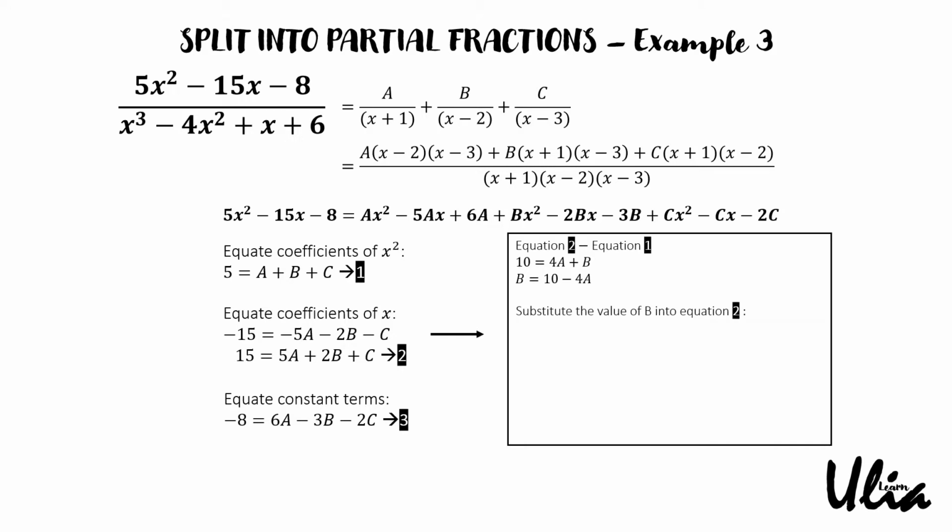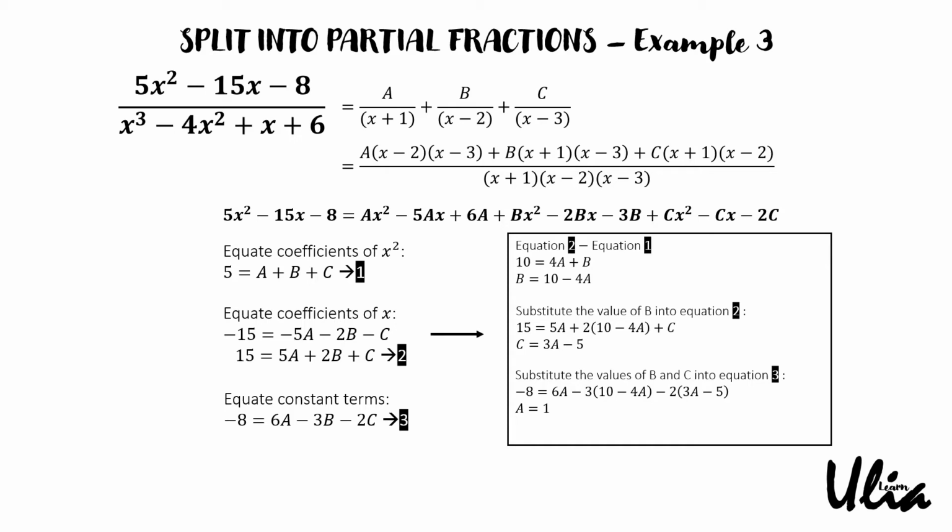Now I'm going to substitute the value of b into equation 2. So 15 equals 5a plus 2 into 10 minus 4a plus c. So let's substitute the c here. So c is 3a minus 5. Now we know the value of b and the value of c in terms of a. So simply substitute those two values into equation 3. So you'll get minus 8 equals 6a minus 3 into 10 minus 4a minus 2 into 3a minus 5. So a will be 1.